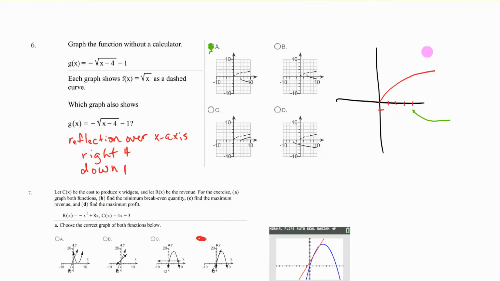Negative square root of x minus 4 minus 1. So again, you could put that in the calculator and see it, but we kind of should be able to do that at this point without having to put it in our calculator. So get that to erase a little better.